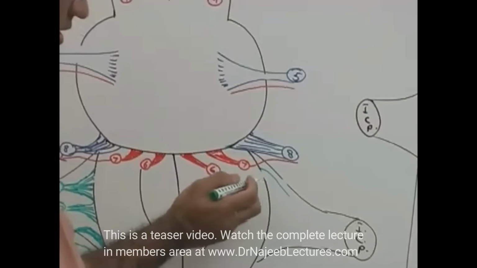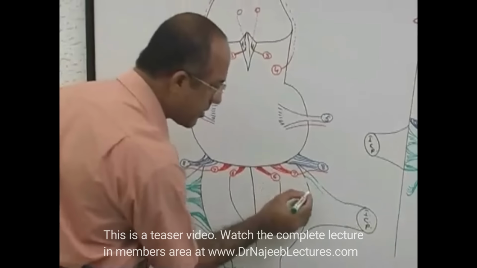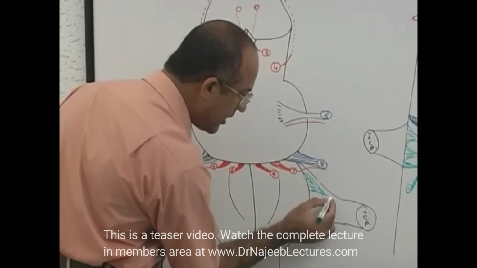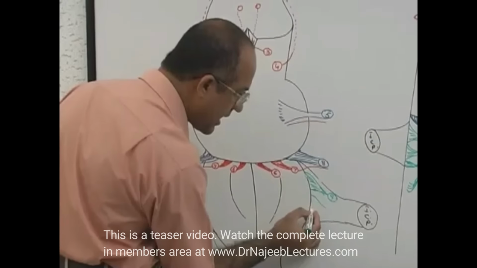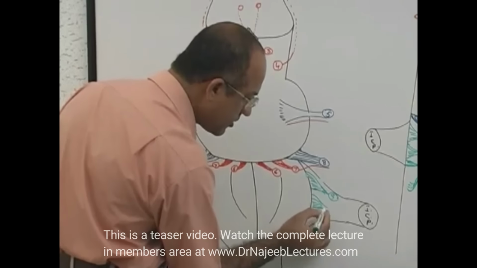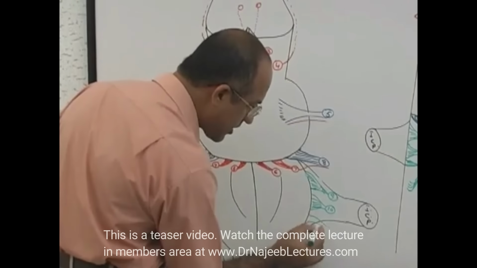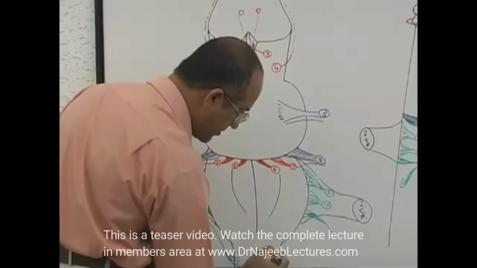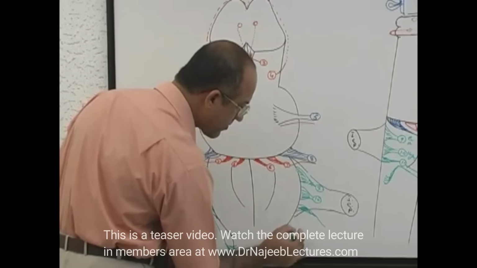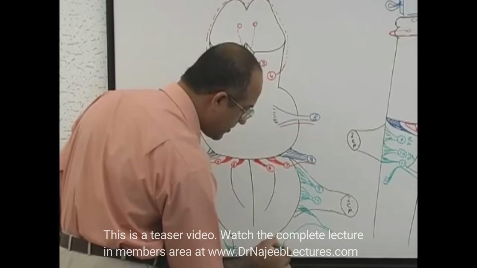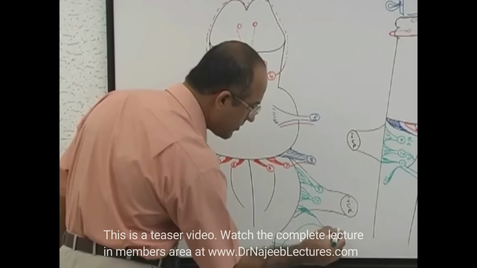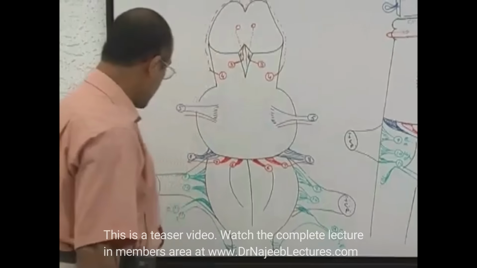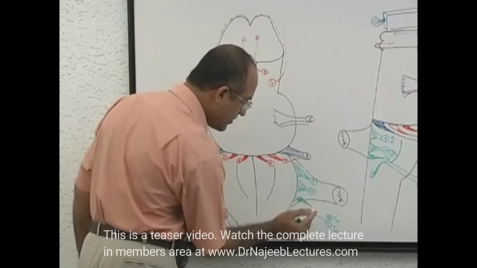Which nerve is exiting between this, the sulcus between the olive and inferior cerebellar peduncle? In this sulcus, most superiorly, which nerve is coming? 9th, which is called glossopharyngeal. And which one is this? Vagus. And here is the cranial part of accessory, and here it is spinal part of accessory nerve, right? 11th, but cranial part and spinal part, right?